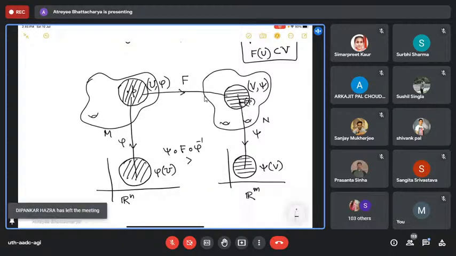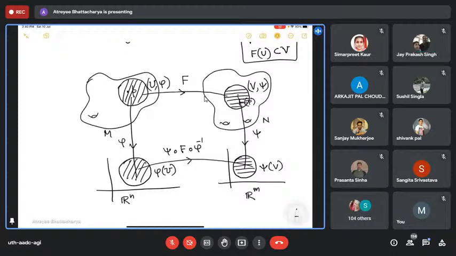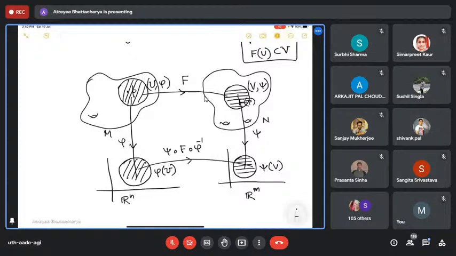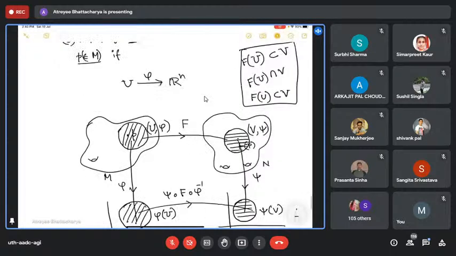So to this open set of R^m, and this map, I know what it needs to say, that it is smooth at phi of v, right? So if this map is smooth at phi of v, I say that F is smooth at v. Okay. So let me just write this.